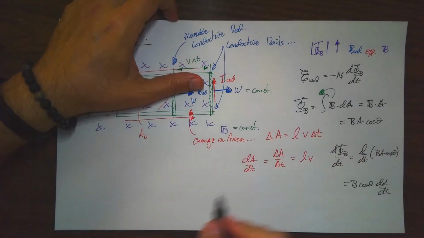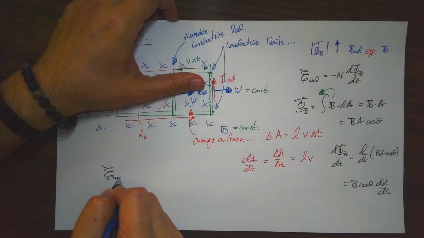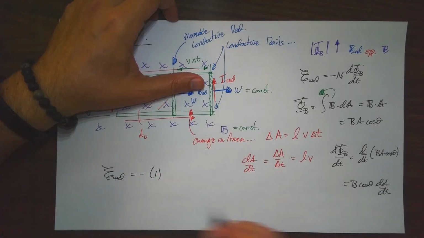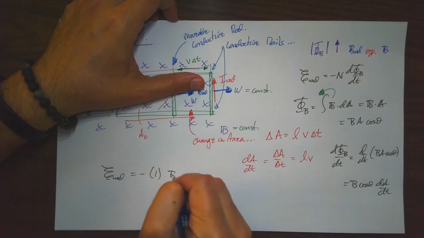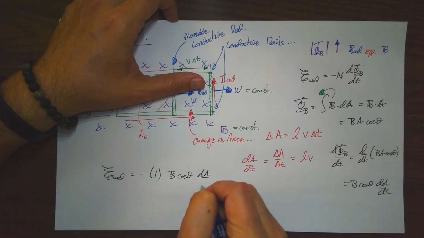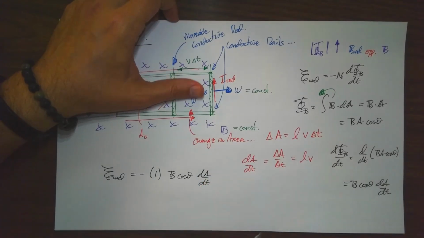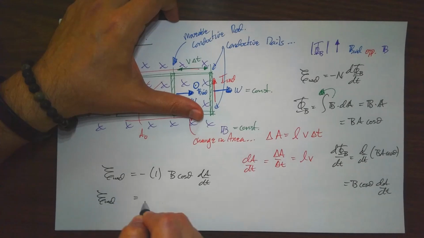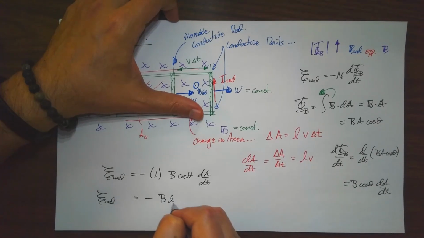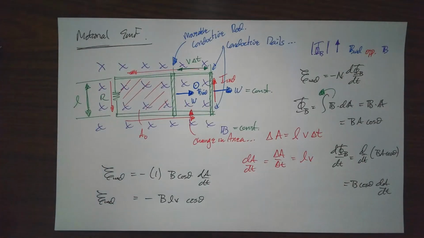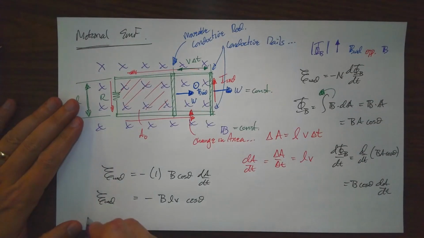And so then when we look at our induced EMF, this is minus, there's only one turn. And then our derivative here would be B times our cosine of theta times our dA dt. And the dA dt is L times V. So this is minus B times L times V times the cosine of theta. Okay. And so this is referred to as the motional EMF.